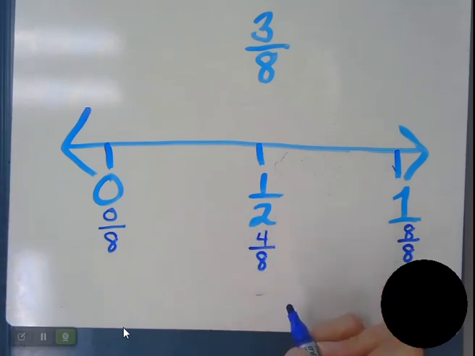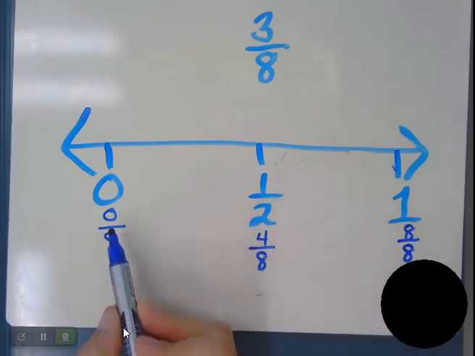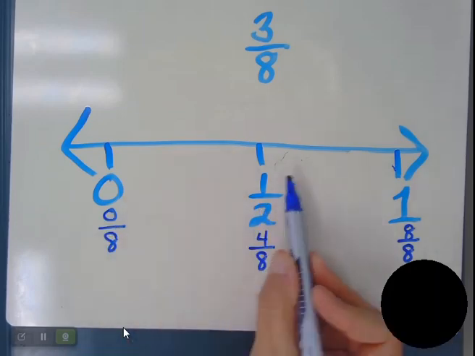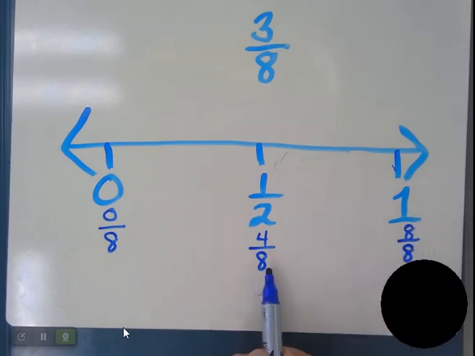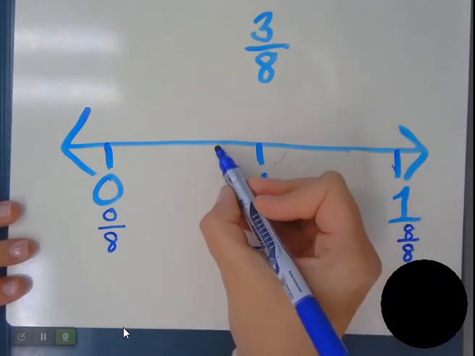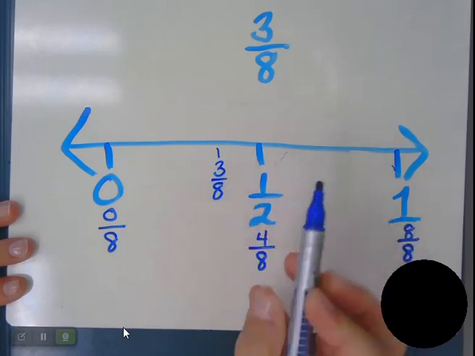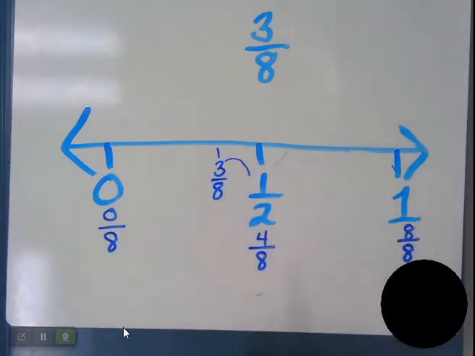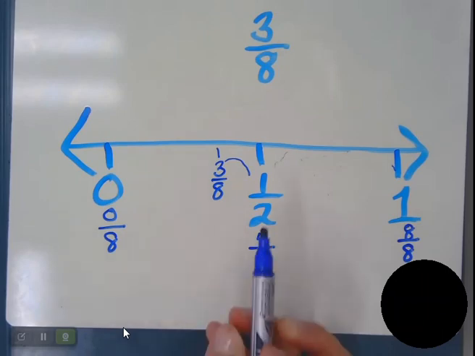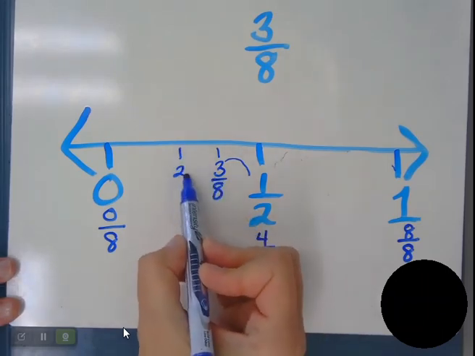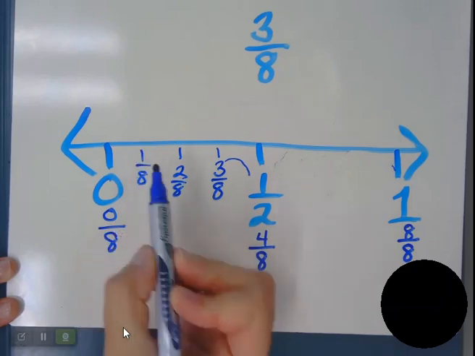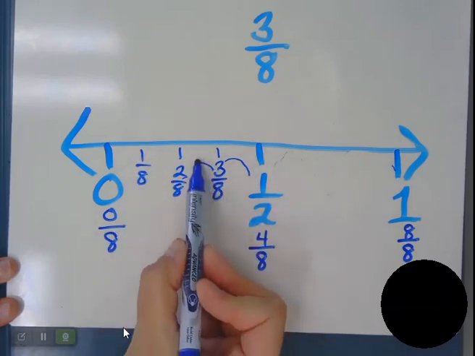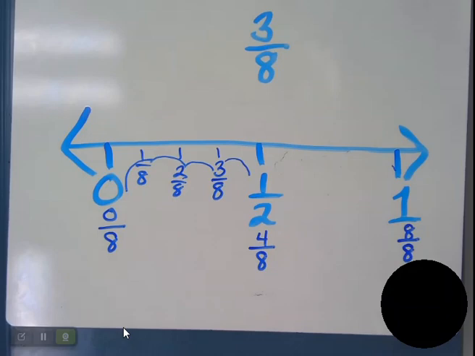Which target is 3/8 closer to? 0, or 1/2, or 1 whole? Well, if this is 4/8, that means 3/8 would be right here. 3/8 would be closer because it would only take 1 jump to get there. If I were to put in my 2/8 and 1/8, now it would take me 1, 2, 3 jumps to get to 0. So 3/8 is closer to 1/2.